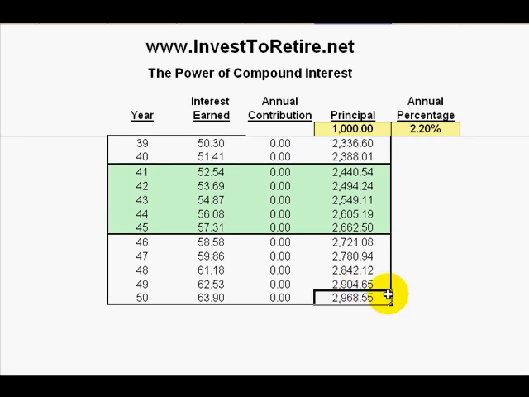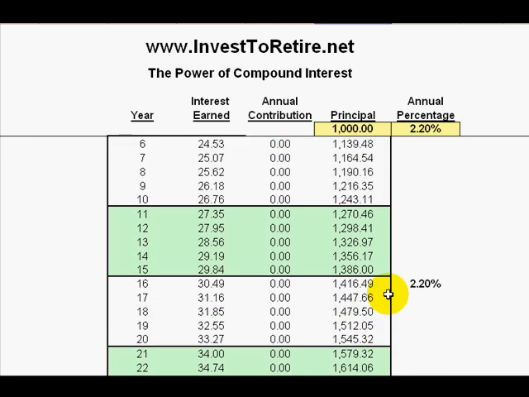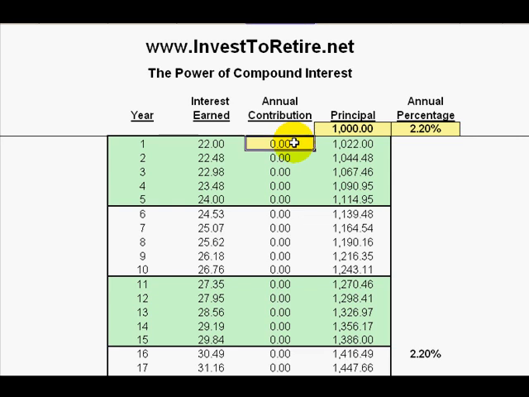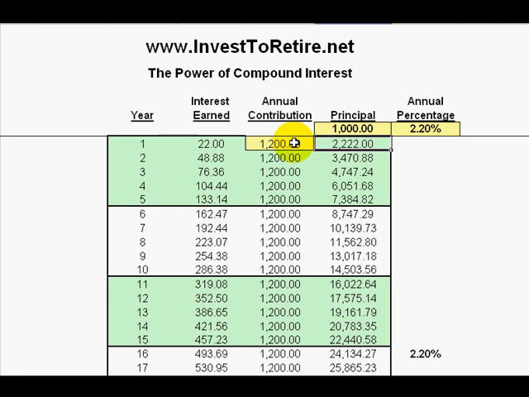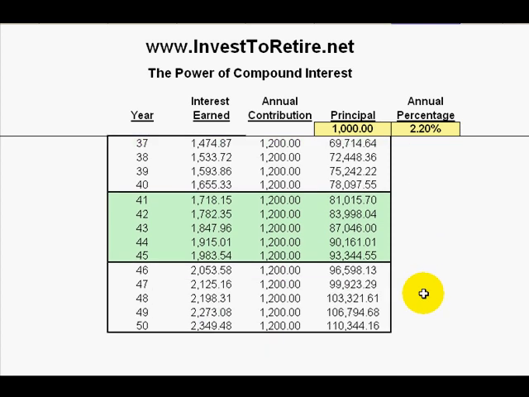Okay, so now here's where it gets interesting. Suppose that you're able to contribute $1,200 each year to the investment. We'll keep the interest rate at that same pitiful 2.2%. By the way, 2.2% interest is about 1% below the average rate of inflation. But you can see after 50 years, if we scroll down, your investment total is just at $110,000. And that's not too bad at all, right?